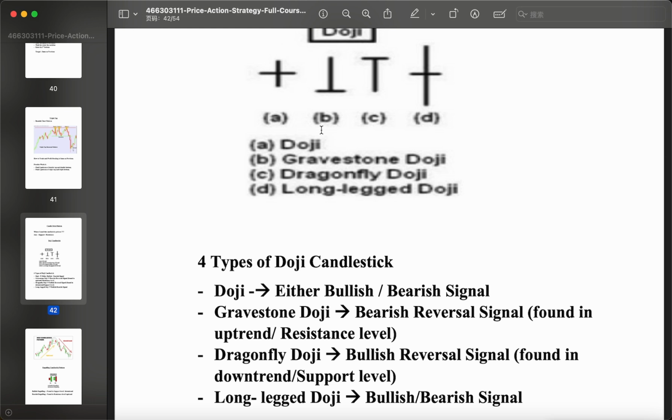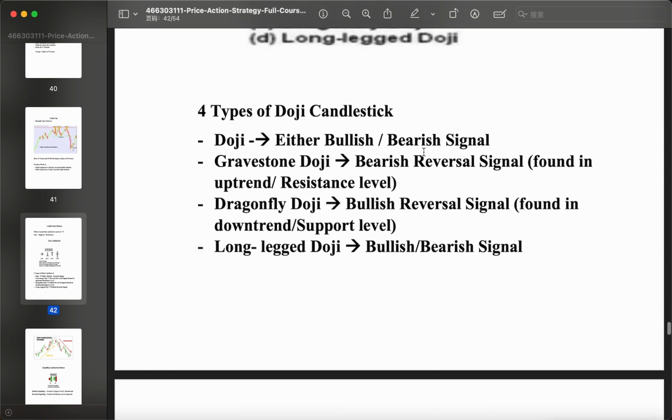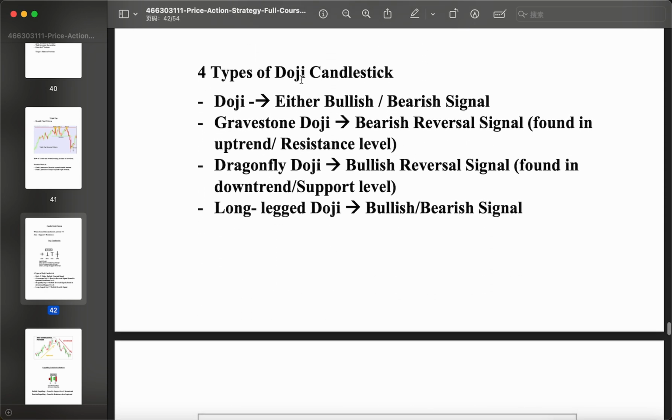The second one looks like a gravestone. I don't need to explain what looks like a gravestone, right? This is a gravestone Doji, which is typically a very bad signal because the market could go low. And C is a dragonfly Doji. It looks like a T. Then you have the long leg Doji, which looks like a longer version of the cross. So you have four types of Doji candlestick.